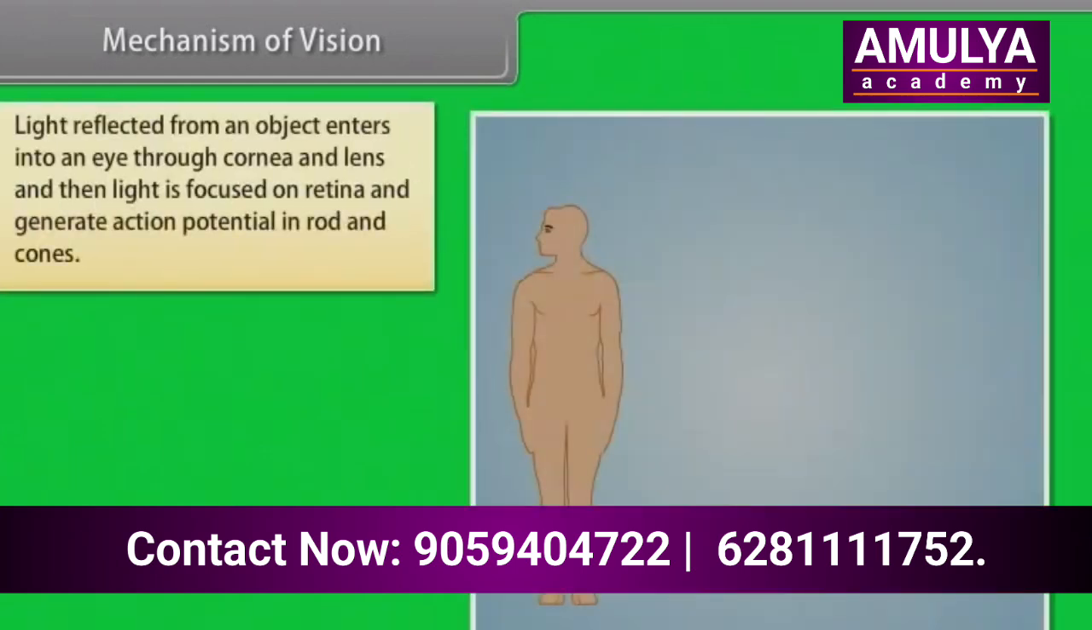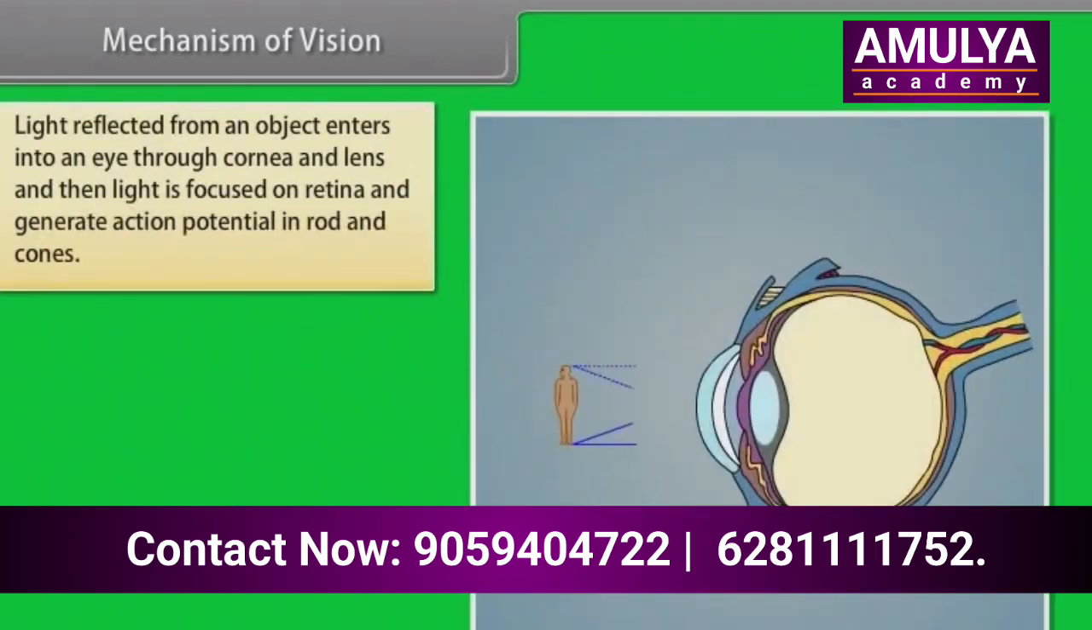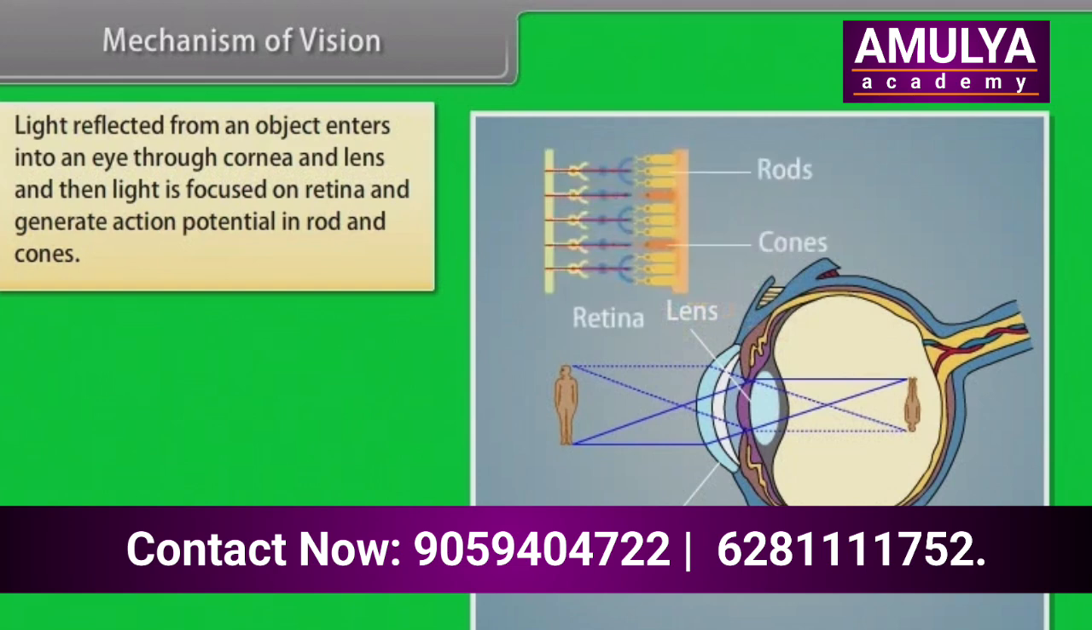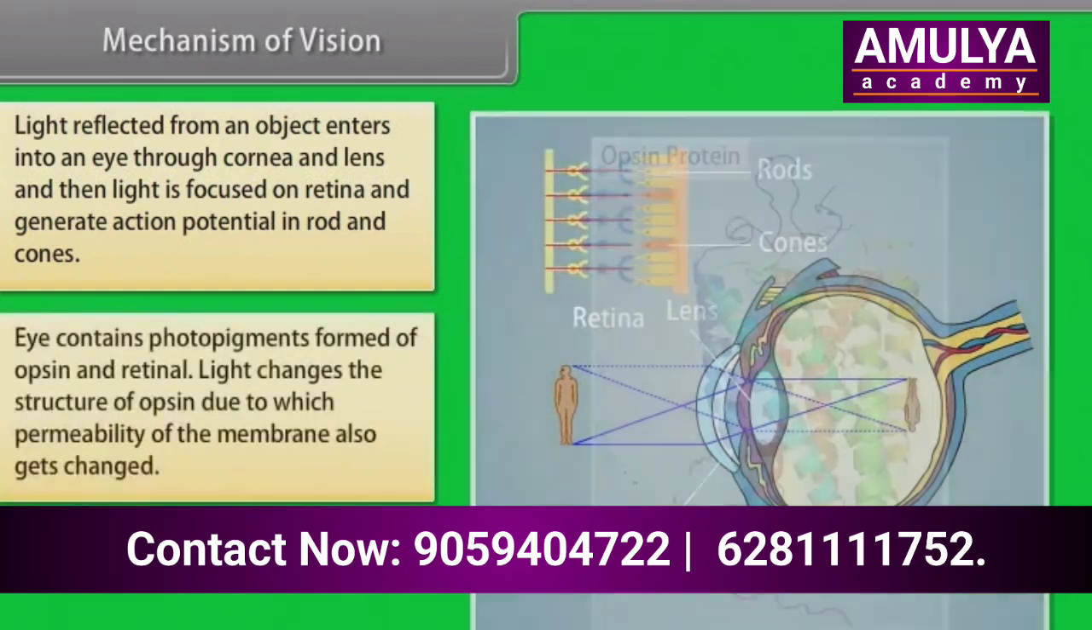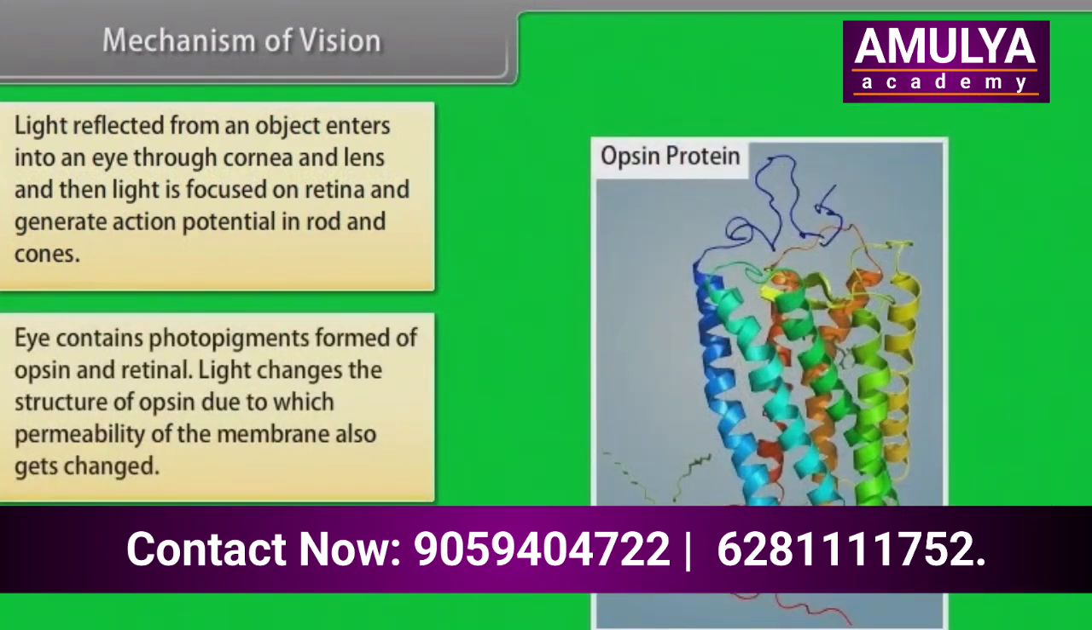Mechanism of vision. Light reflected from an object enters the eye through the cornea and lens, and then the light is focused on the retina and generates action potential in rods and cones. The eye contains photopigments formed of opsin and retinol.